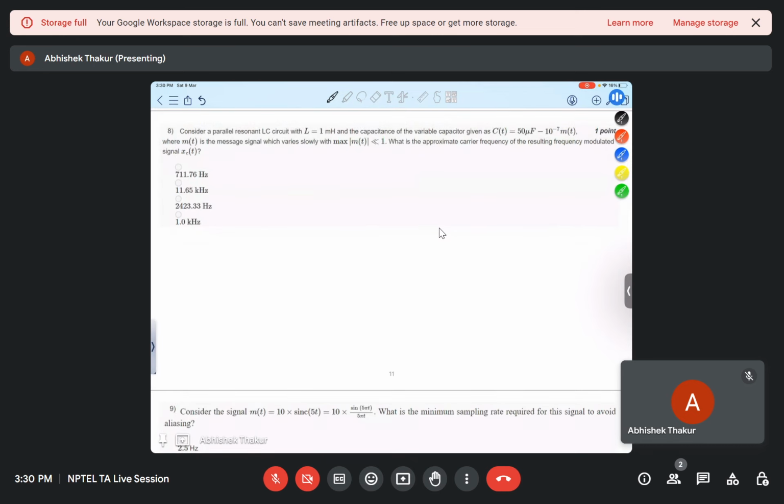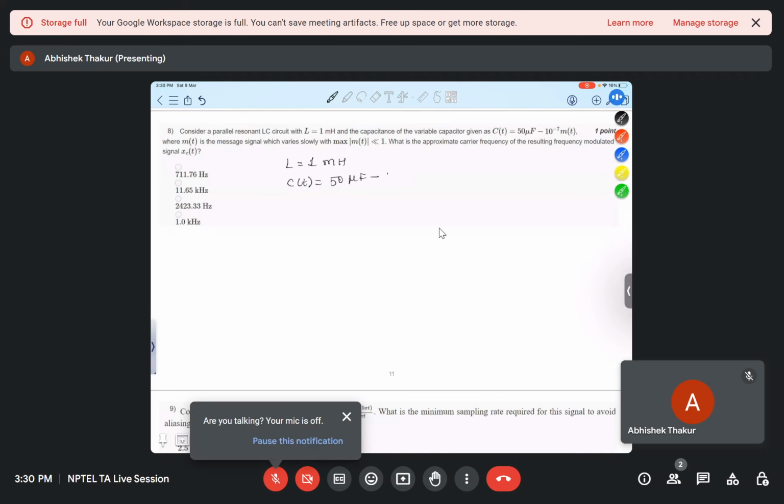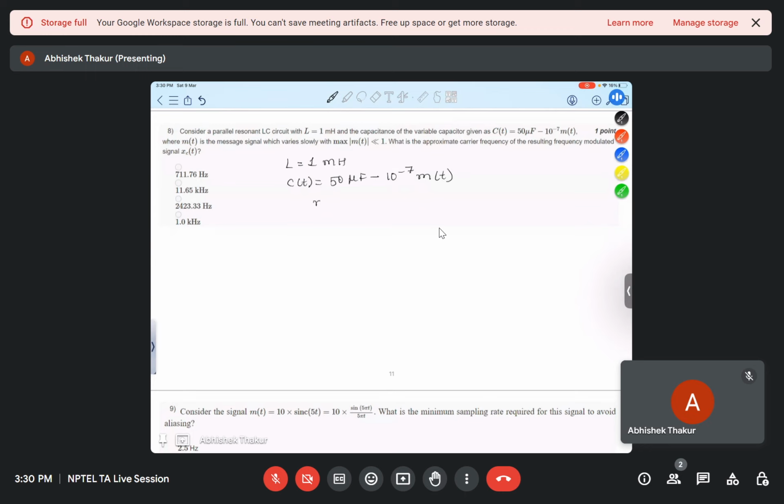So now we'll move on to question number 8. Consider a parallel resonant LC circuit with L equal to 1 millihenry and the capacitance of the capacitor given as C(t) equal to 50 microfarad minus 10 to the power of minus 7 into m(t), where m(t) is the message signal which varies slowly, with maximum value of m(t) much less than 1. What is the approximate carrier frequency of the resulting frequency modulated signal x(t)?